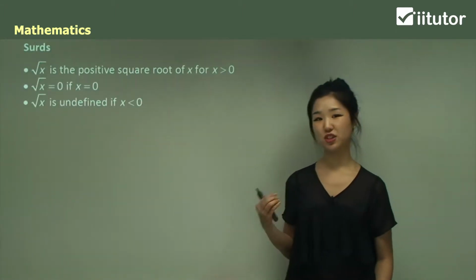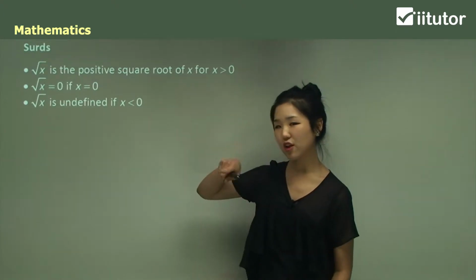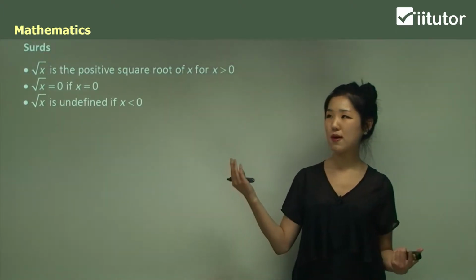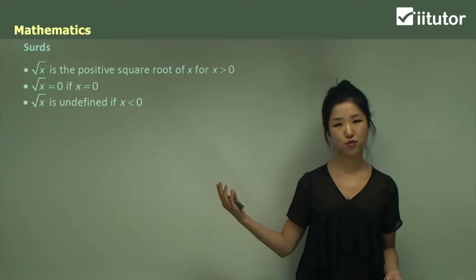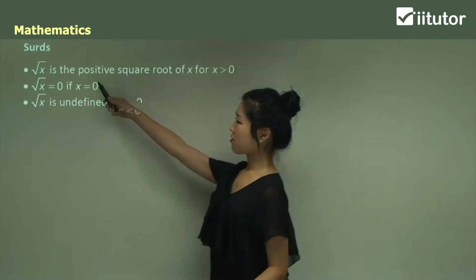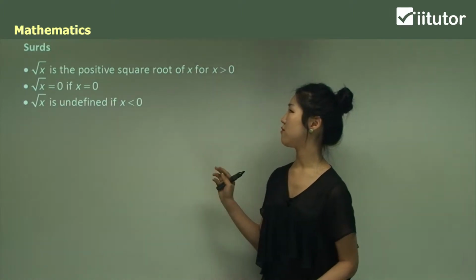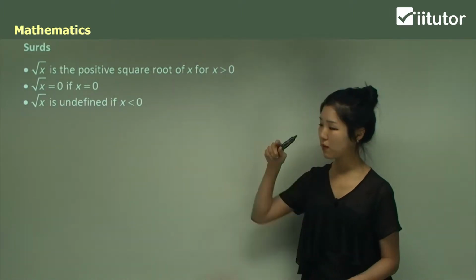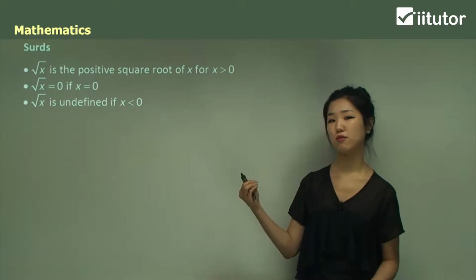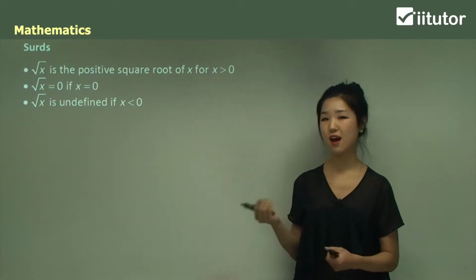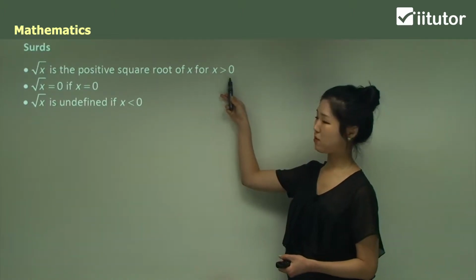Now I'm going to go on to surds. With surds, you'll see a lot of roots. So think about this, guys. Surds equals roots. Now have a look. The root of a certain number x is the positive square root of x. So it must be a square root of something that's positive. It can't be negative, so x must be greater than 0.